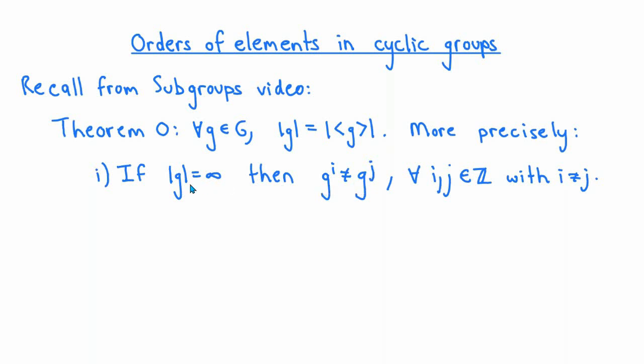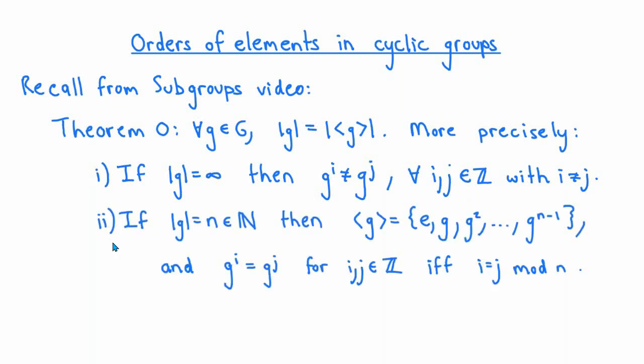In other words, if the order of g is infinite, then g to the i is never equal to g to the j if i is not equal to j. This fact is going to help us when we're dealing with infinite cyclic groups. The second part of this theorem dealt with the case when the order of the element little g is finite.